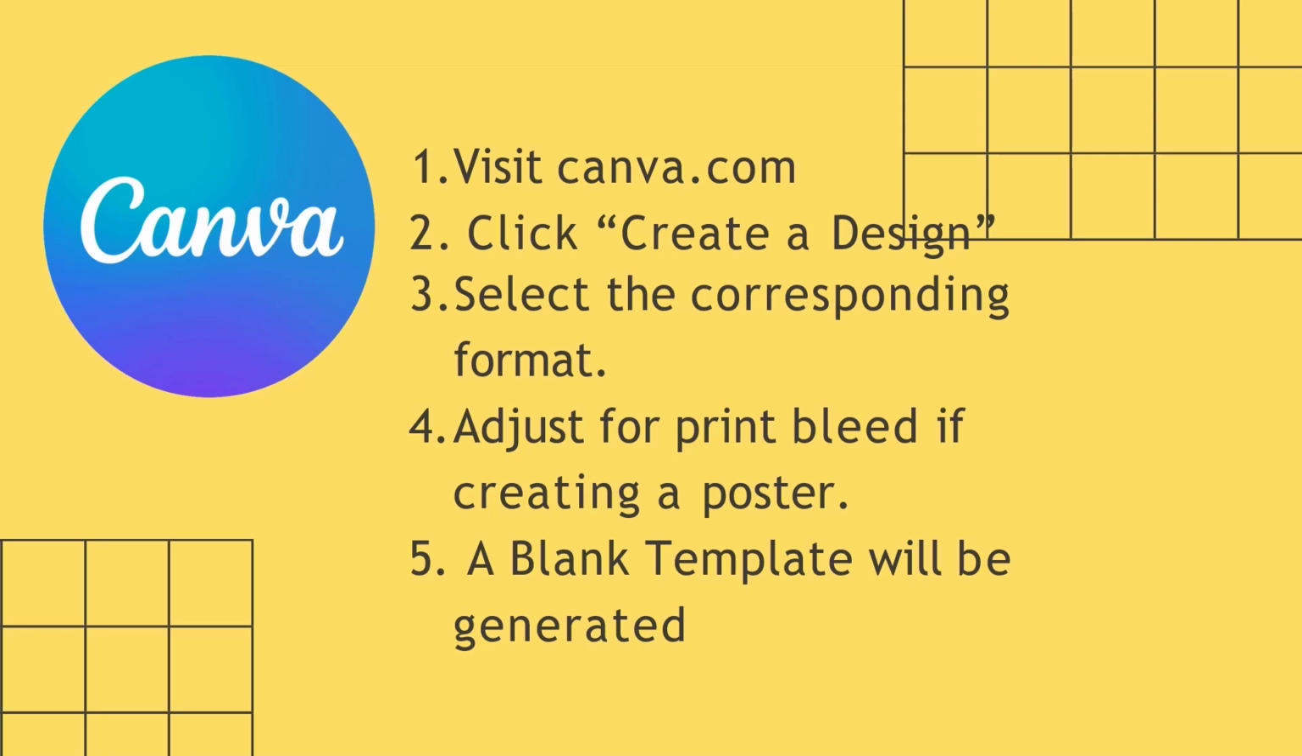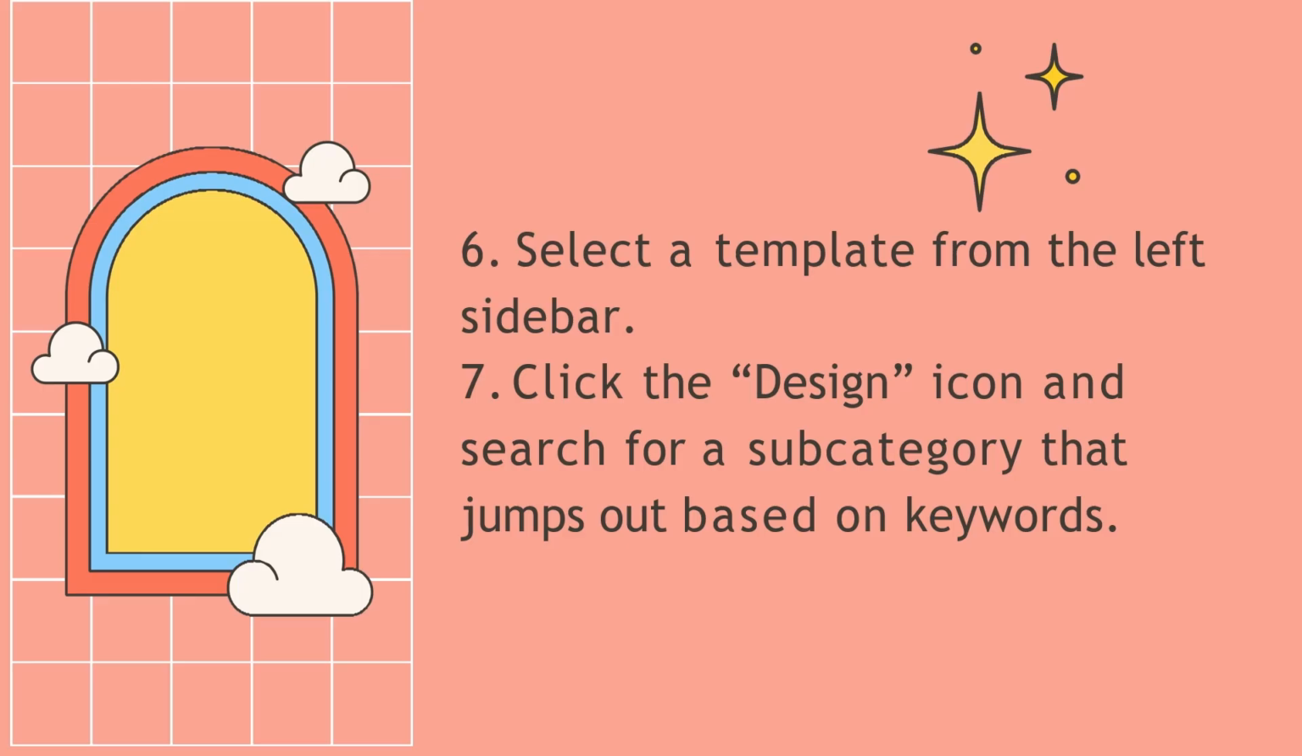If selecting for a poster or other printed medium, select File, then View Settings, then check the box for Show Print Bleed. From there, you can select a template and style from the left sidebar. Click the design icon at the top of the left sidebar. From the pop-up window that will appear, you can search categories and subcategories of templates you can use and also modify. You can use the search bar to type in keywords related to a particular theme that you have in mind.